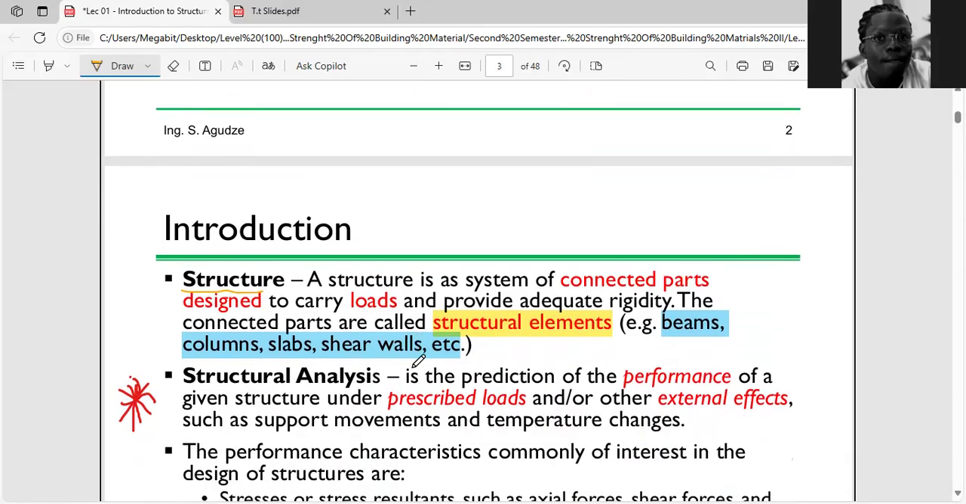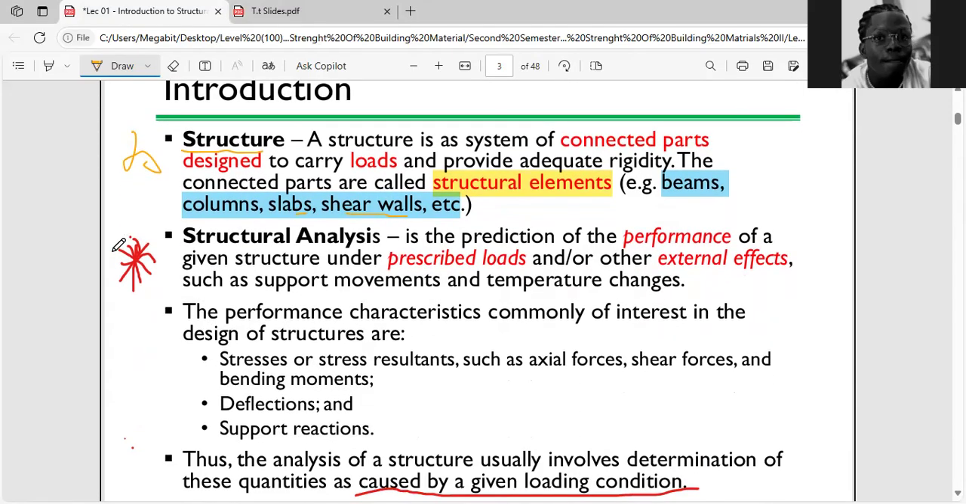In our introduction, a structure is a system of connected parts designed to carry load and provide adequate rigidity. The connected parts are called structural elements, that are beams, columns, slabs, shear walls, and so on. We say a structure is a system of connected parts designed to carry load and provide adequate rigidity.